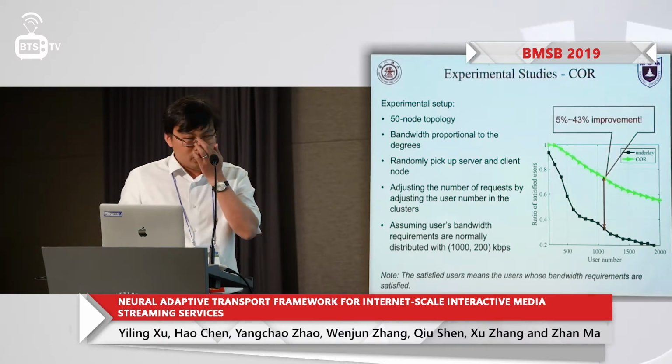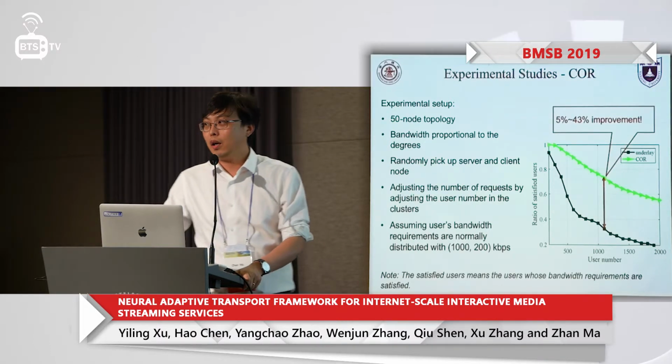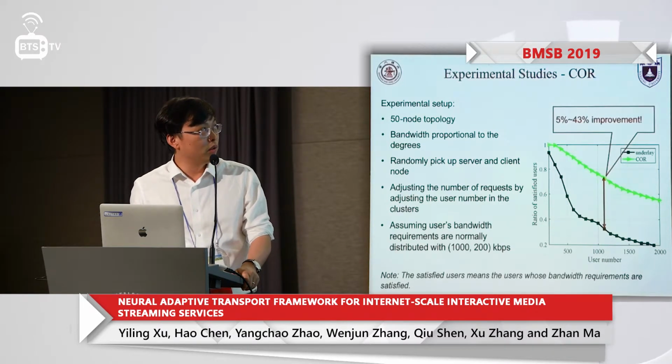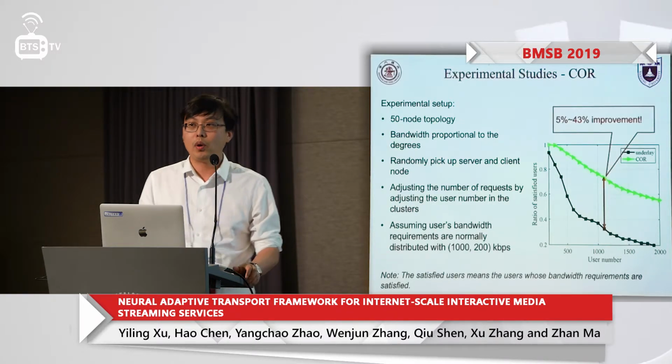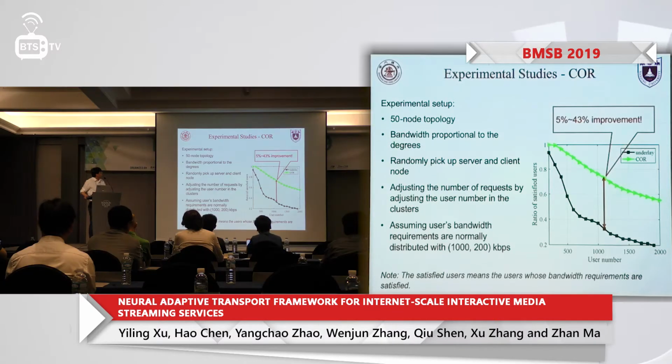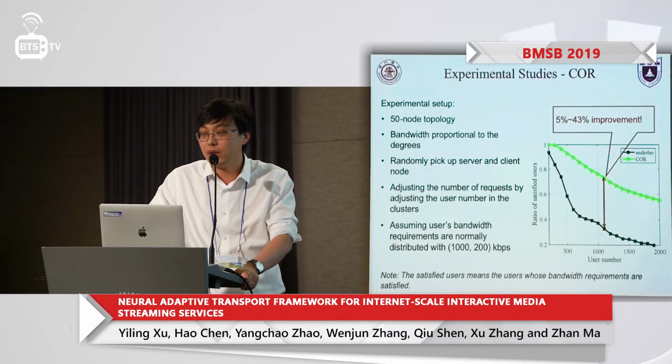So we have some experimental studies for the three parts of our Intel NET framework. The first one is cloud overlay routing. We simulated a 15-node topology, and right now we are deploying practical servers in mainland China. We have bandwidth proportional to the degrees. For this simulation, we randomly pick servers and clients and adjust the number of users to see the satisfaction rate. We can see that with this learning method and with the increase of user numbers, our satisfaction rate increased significantly, from about 5% to 43%.